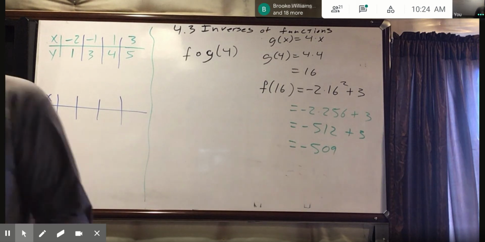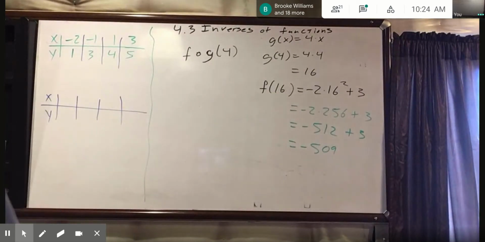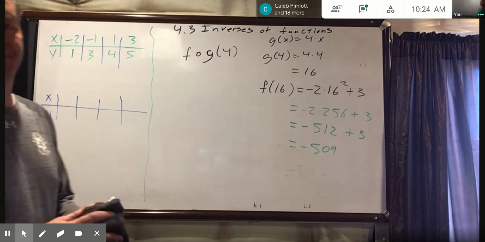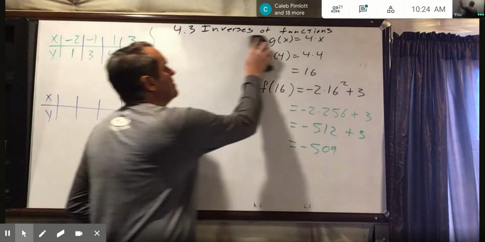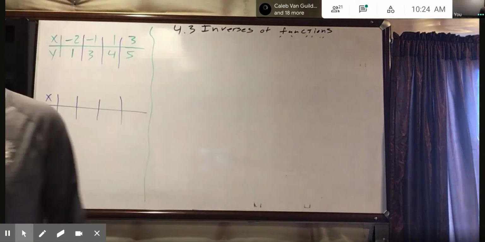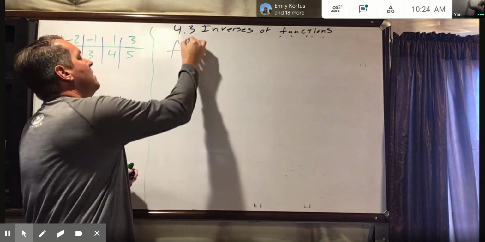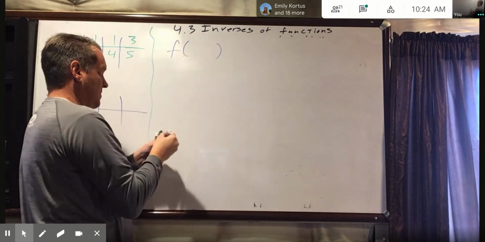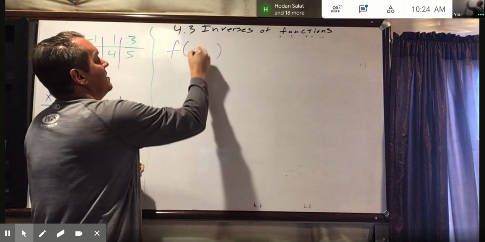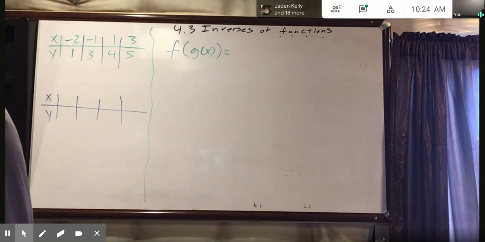All right. Any other questions from yesterday's homework before we move on? Can you do 7? Yep, we'll do 7. So I've got f of g of x. I'm going to take the g function and plug it into the f function. So I'm going to write the f function out first. Well, the f function is just an x.